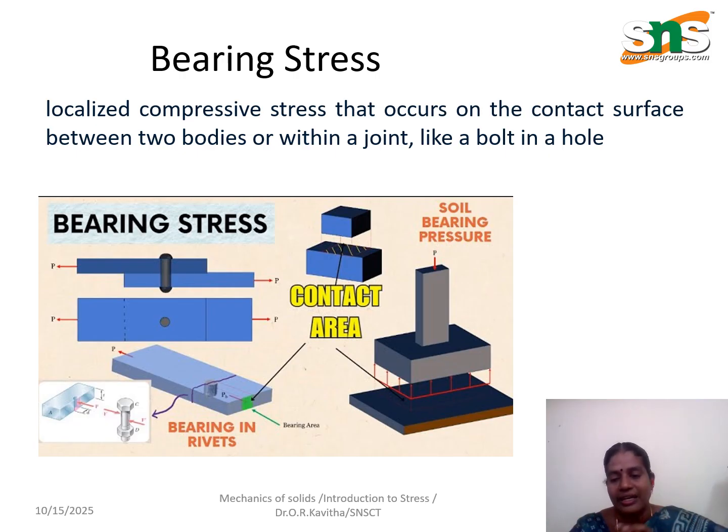If you are taking steel structures, there are two types of structure most widely used in the construction industry: one is the RCC structure and another one is the steel structure. In steel structures, we use joints, which may be bolted, welded, or riveted. Wherever we use bolts, stresses will be created at those places. That stress we call bearing stress. Bearing stress is the localized compressive stress that occurs at the contact surface between two bodies or within a joint.